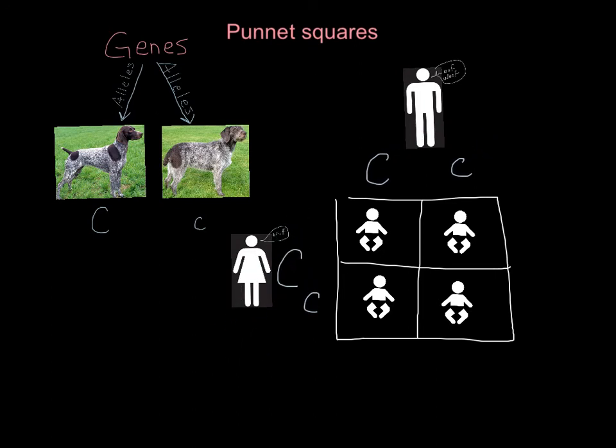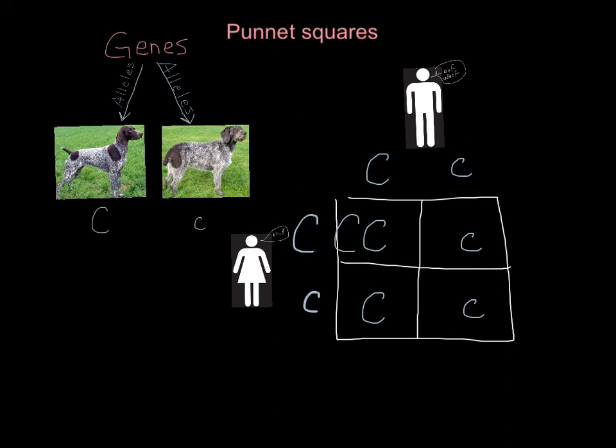So I'm going to take mom and dad's genotypes and put them on my Punnett square on the top and on the side. Then I'm going to distribute down from the top letters, and from the sides, I'm going to distribute to the right. It doesn't matter what order they're in there.